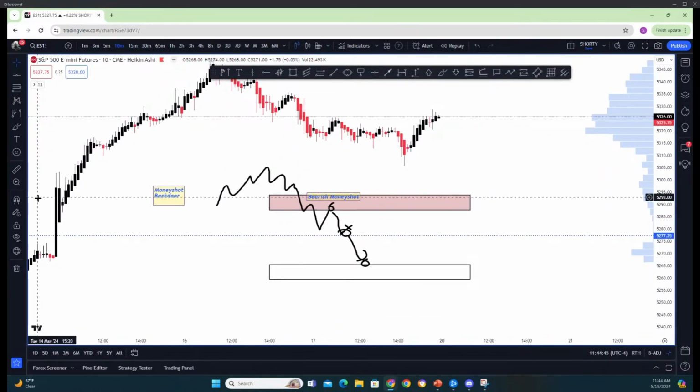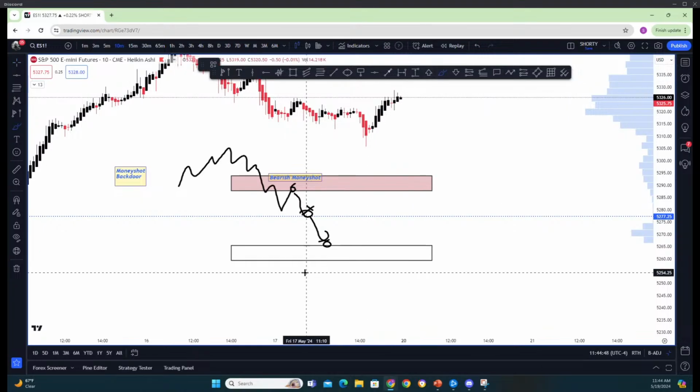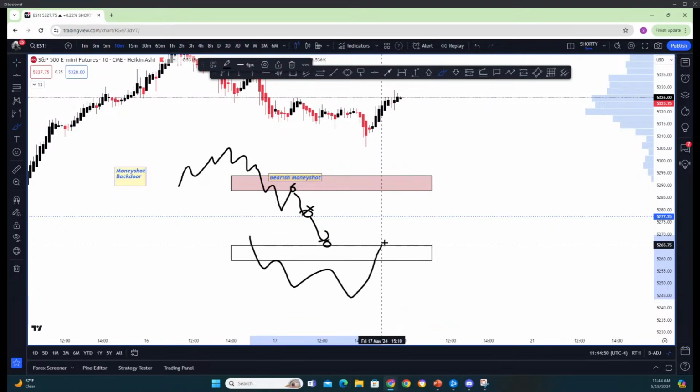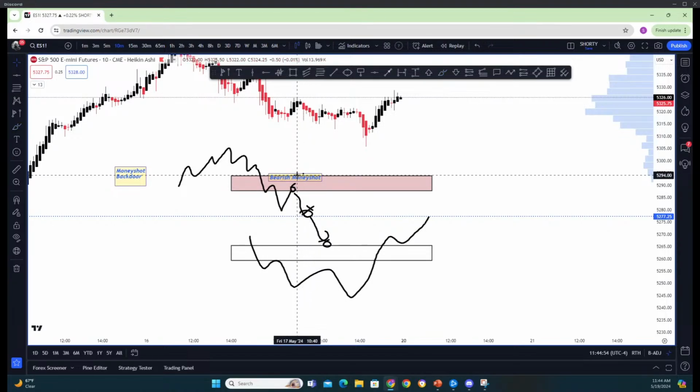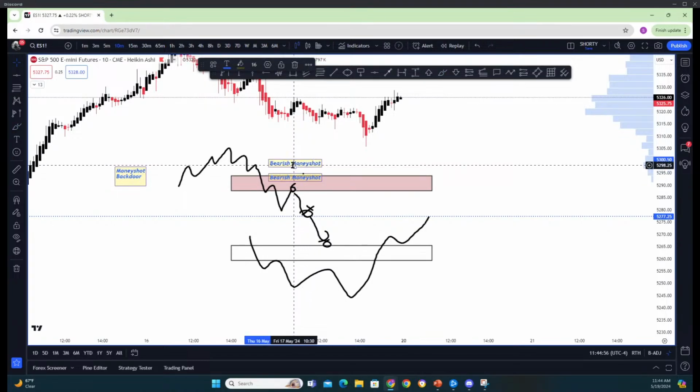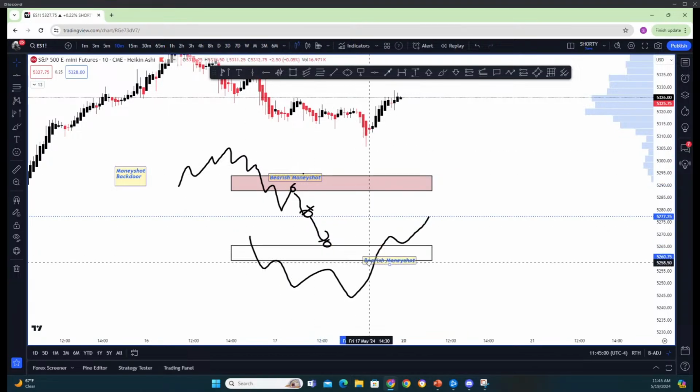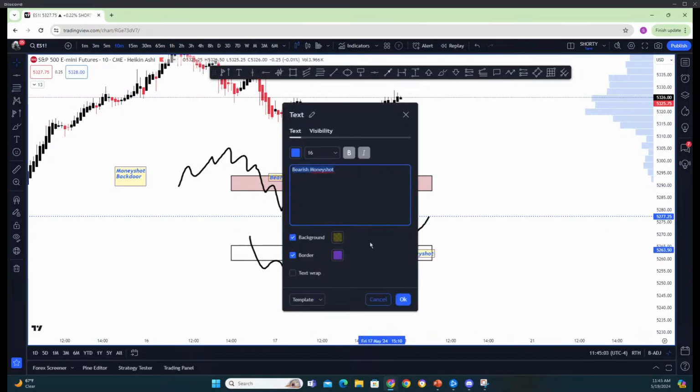The same thing in reverse. Pretty much just the opposite, right? Break above, wait for retests. So we go here, and then this would be your first, right? And I would just copy this guy right here. And this would be your bullish money shot.